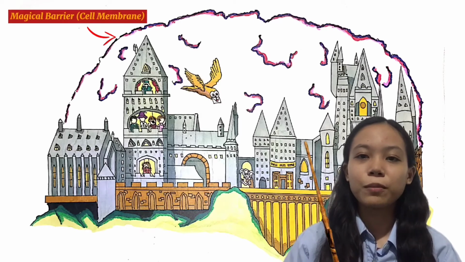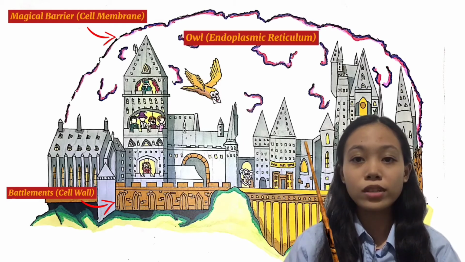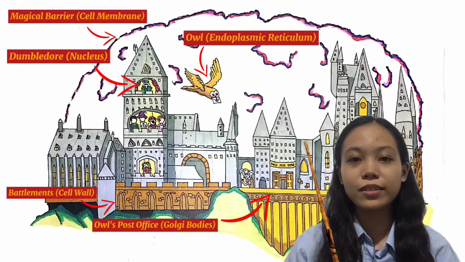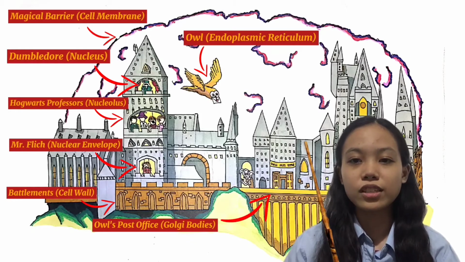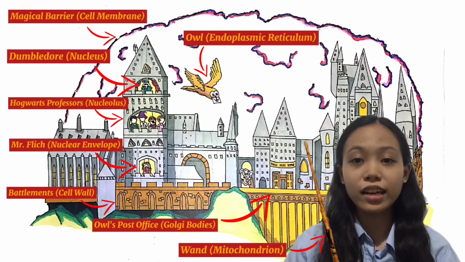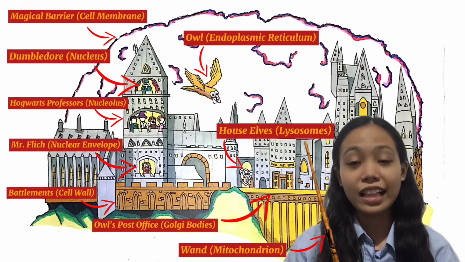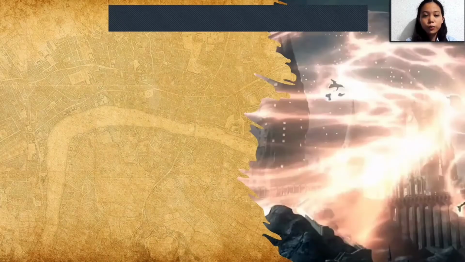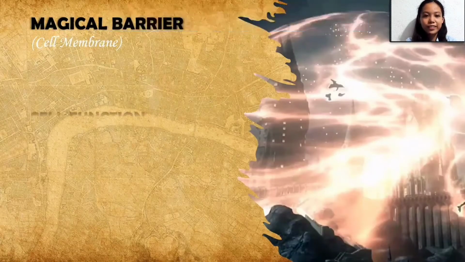It shows here the magical barrier as the cell membrane, battlements as the cell wall, holes as endoplasmic reticulum, Owl's post office as Golgi bodies, Dumbledore as the nucleus, Hogwarts professors as nucleolus, Mr. Filch as the nuclear envelope, wand as the mitochondrion, house elves as lysosome, and lastly, the Room of Requirement that represents vacuole. First up, here is the magical barrier which I represent as the cell membrane.